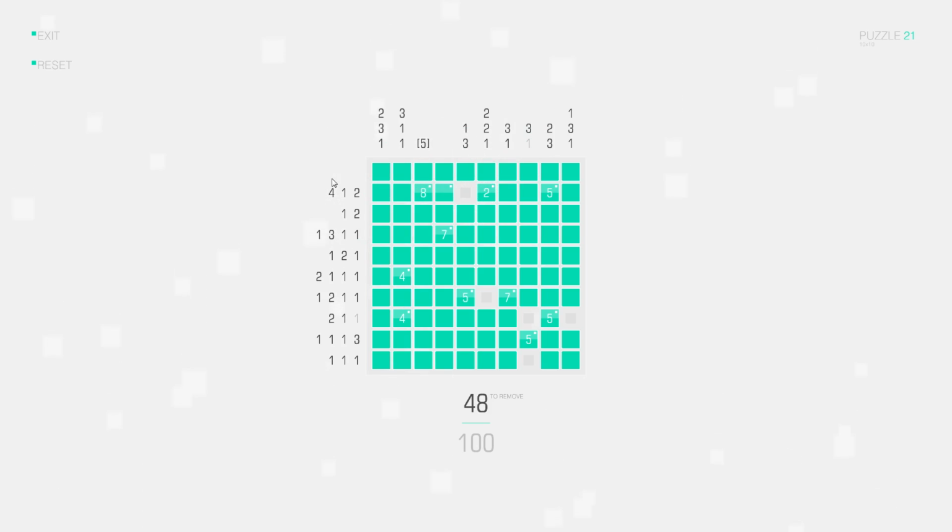Now the 4 connected squares at the beginning of this row can only be positioned like this, and we need another separate square here. That's here, so I can delete this square.